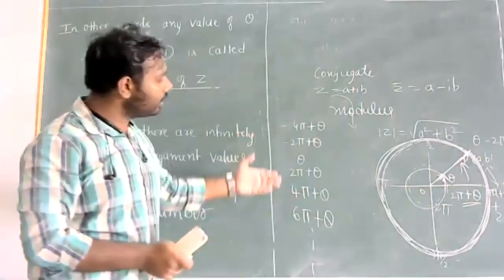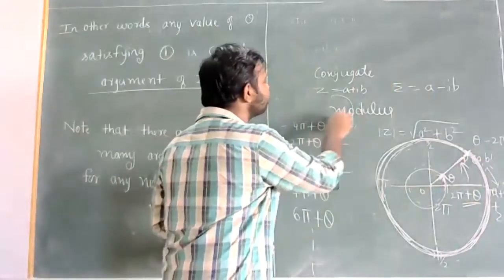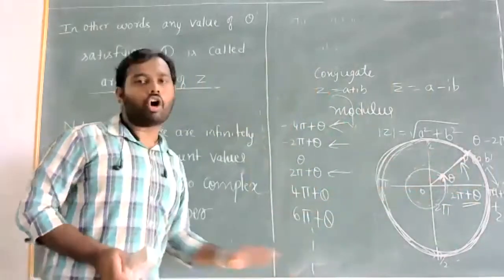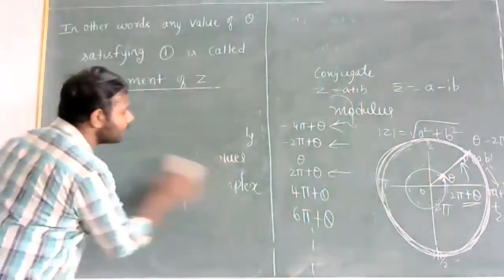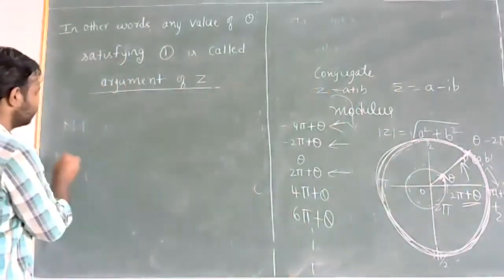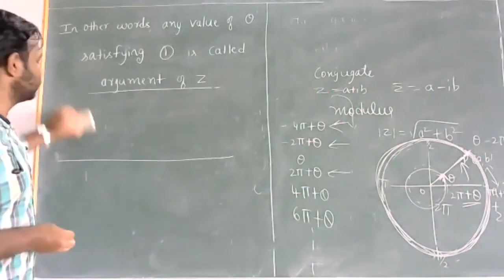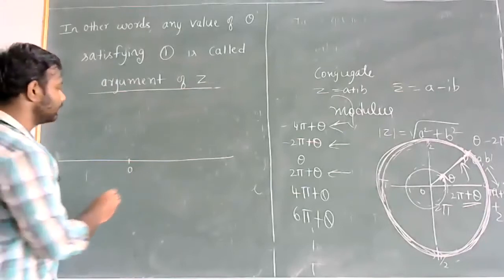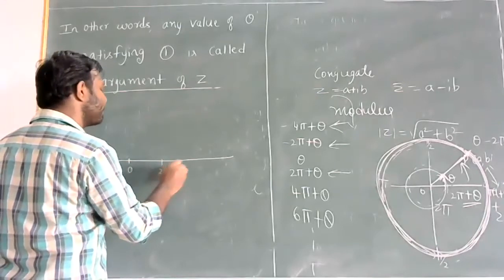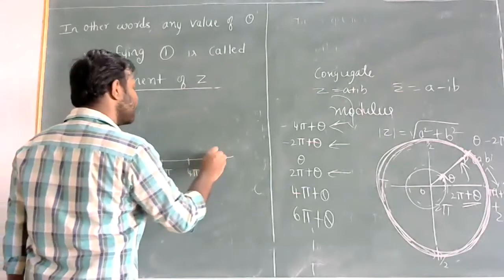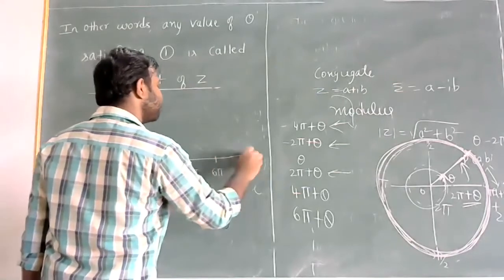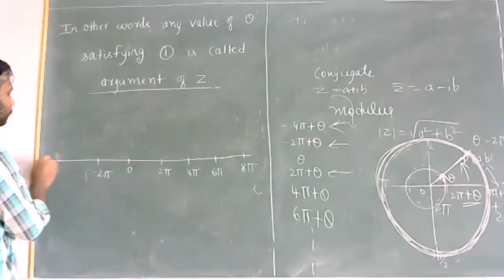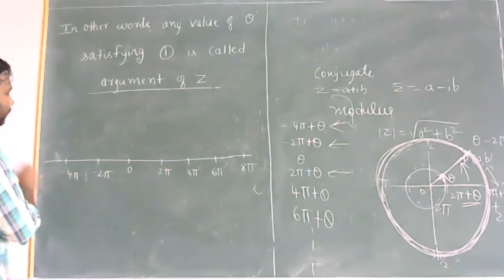So these are the angles which will give you the same position P. So these all will be argument values. And now if I mark these on the number line, suppose this is 0, 2 pi, 4 pi, 6 pi, 8 pi, to the left minus 2 pi, minus 4 pi, so on.